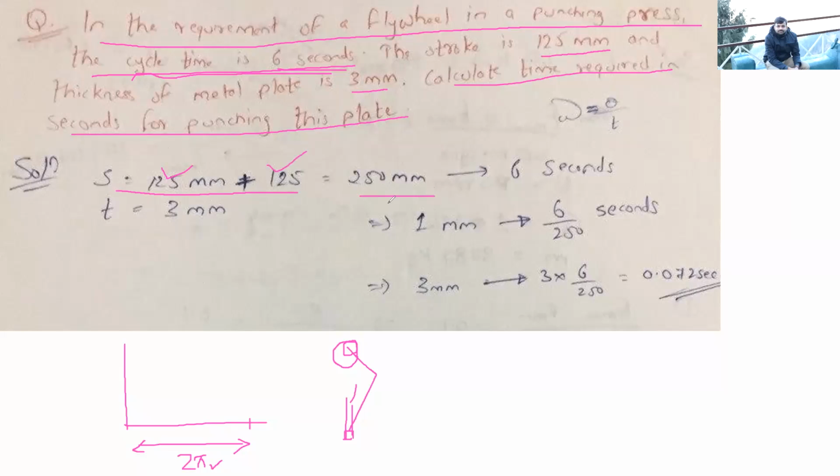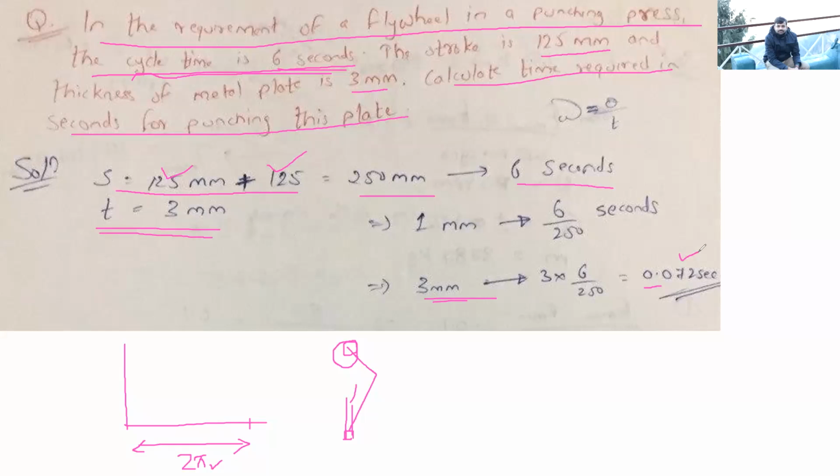And this 250 mm of travel is taking place in 6 seconds. By the linear law, we can calculate how much time is taken for 1 mm, and how much for 3 mm. This is a very simple aptitude kind of question. We take 3 mm because the thickness of the plate is 3 mm, and the operation time is the time to cut that plate. So it comes out to be 0.072 seconds.